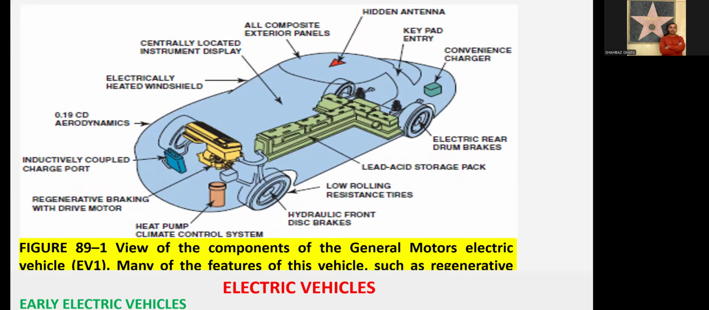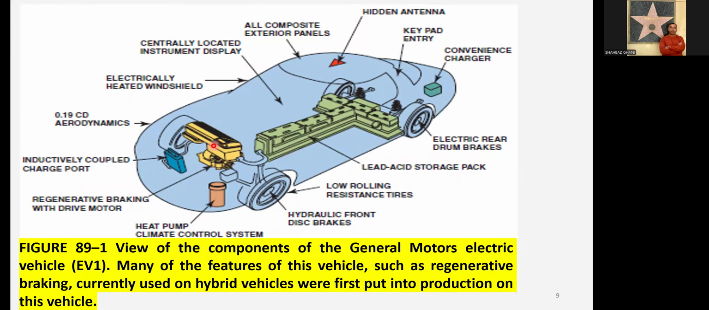So this was the general layout of a hybrid electric vehicle. We have an engine on the front, and then we have a battery bank in the trunk or in the rear, or beneath the rear seat. And it is like this.